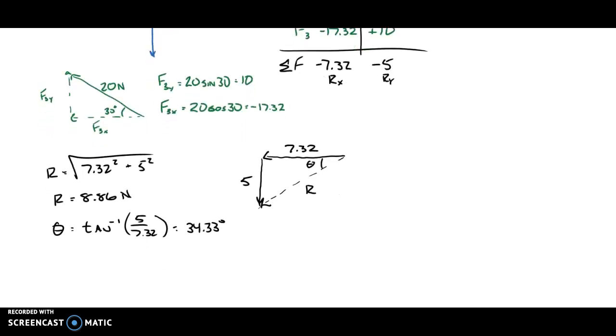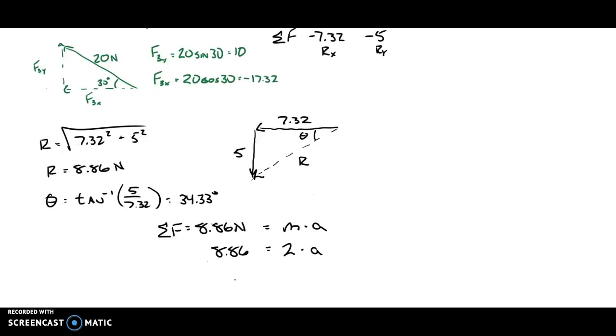So my net force is going to be 8.86 newtons. That's the sum of my forces. And that has to equal the mass times the acceleration. So 8.86 equals 2 times a. And so my acceleration is going to be half of that, 4.43 meters per second squared.